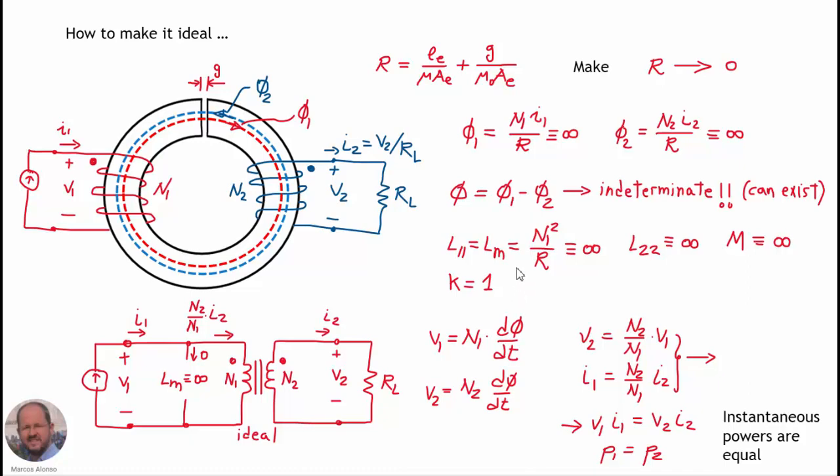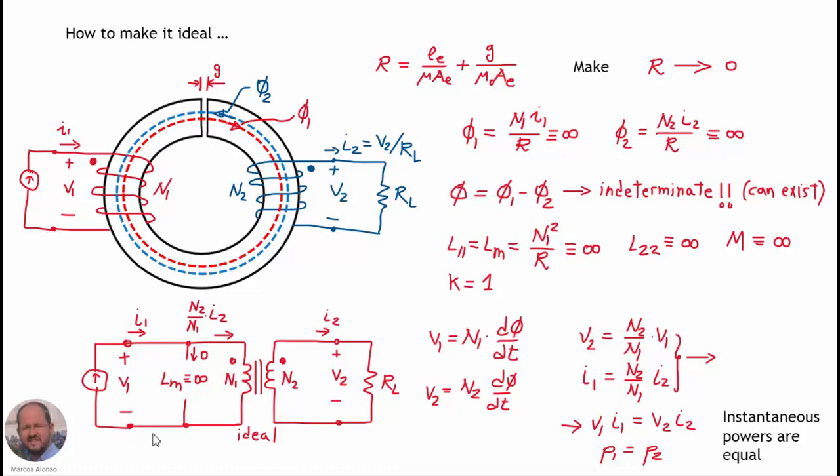Related to the self-inductances and the mutual inductance, the self-inductances would be equal to infinite, and also the mutual inductance is equal to infinite. But if we calculate the coupling factor of the ideal transformer, we will see that it is the same equation that we have seen before, and the coupling factor in this case will be equal to 1.